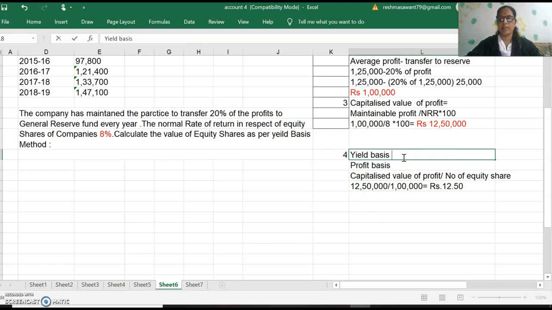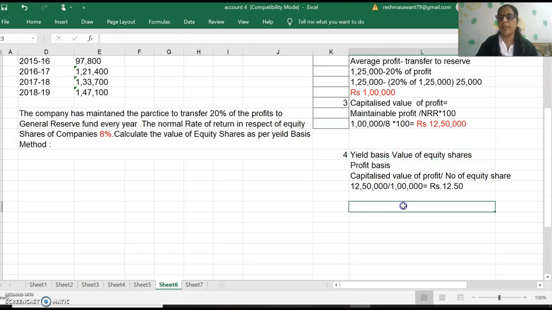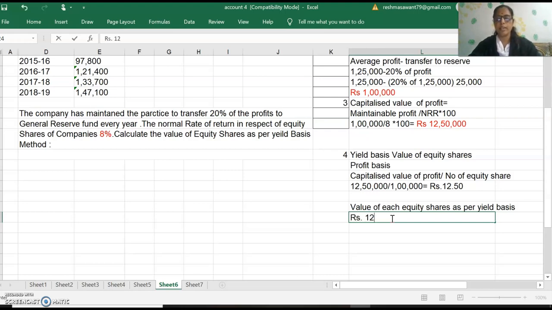So the value of each equity share as per yield basis is rupees 12.50 per share.